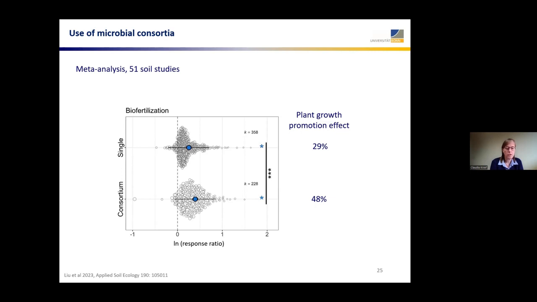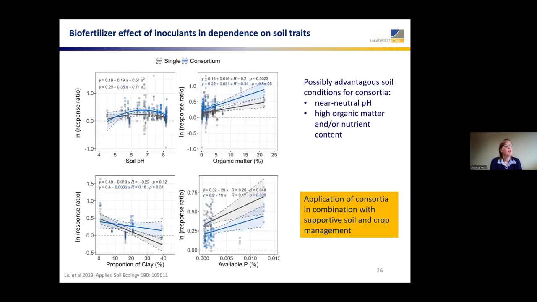The researchers also looked into environmental factors that may control and affect the effectiveness of these single strains or consortia, looking specifically at different soil traits, such as soil pH, organic matter content, the proportion of clay, or available nutrients, here illustrated with available P, and looked at whether the performance of the strain in the different studies somehow relates to these soil traits.